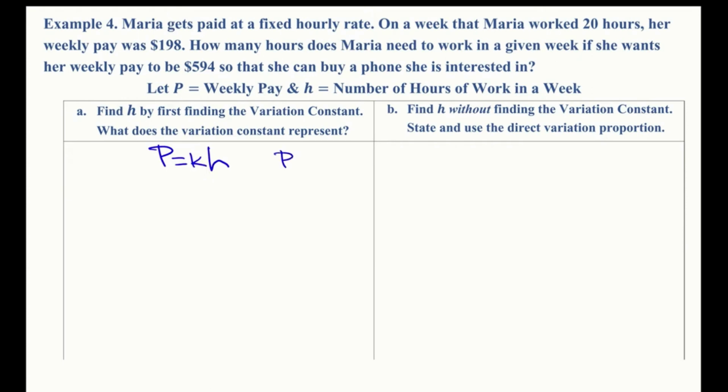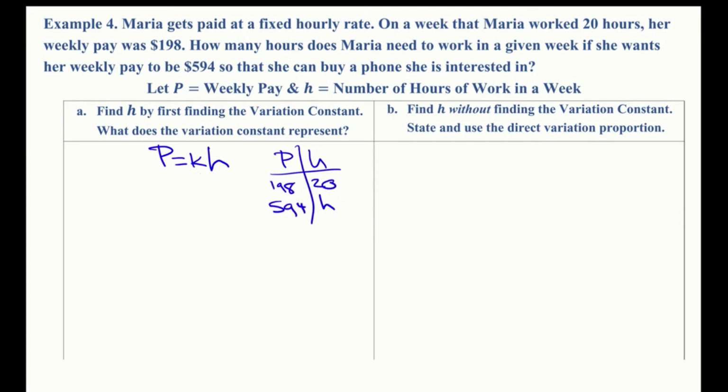So let's set up a table for the information we're given. So we know that when Maria worked 20 hours, she had a pay of $198. So now we want to know how many hours does she need to work. So the H is the unknown if she wants to make that much money. So 594 goes here. So you can see that we have this information from which we can find K.